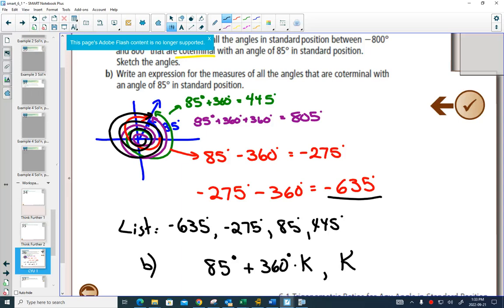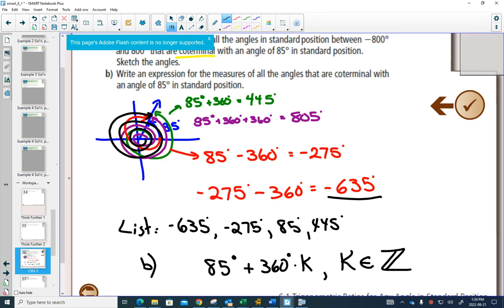Or, what did we do when we went the other way? You could also subtract 360s. So then k has to be a positive or a negative whole number. What do we call those numbers? Integers. Positive and negative whole numbers are integers. Do you remember from previous years the symbol for integers? The R would be real numbers. Integers are with a Z.